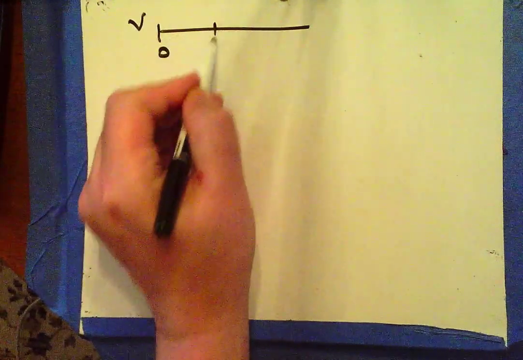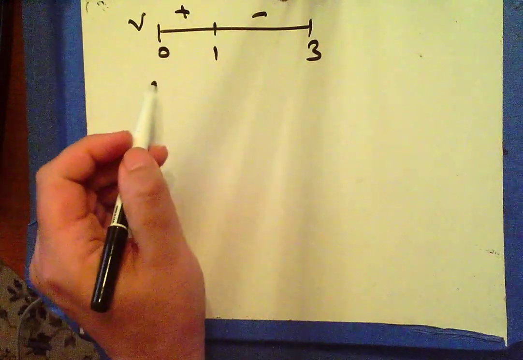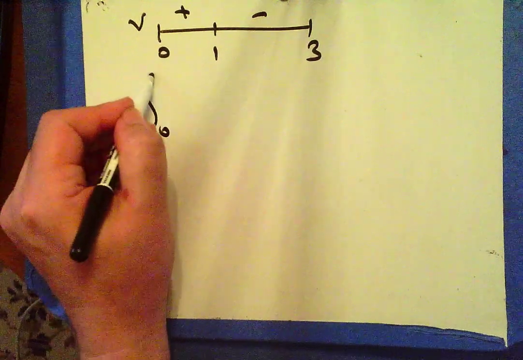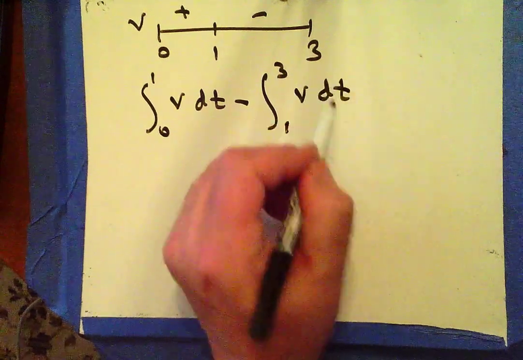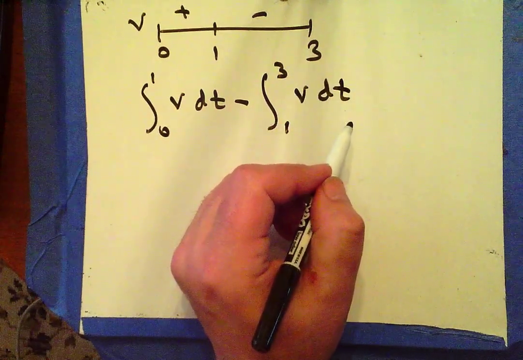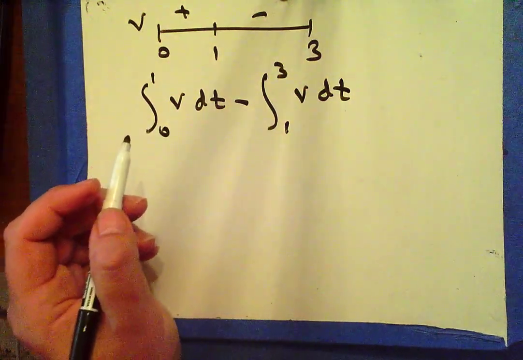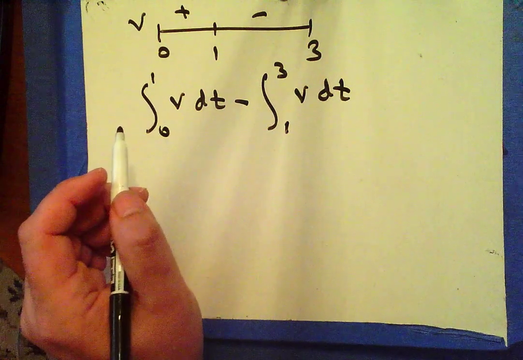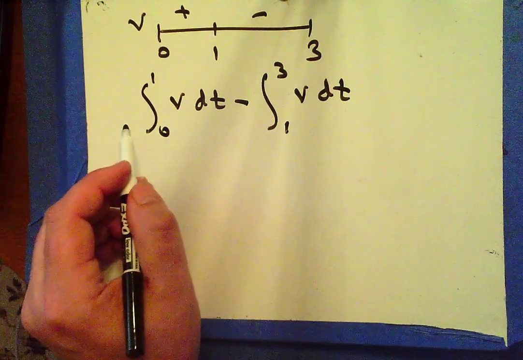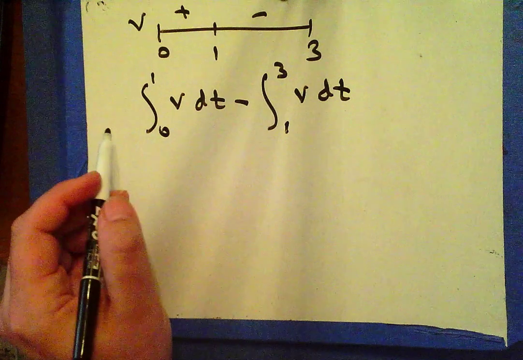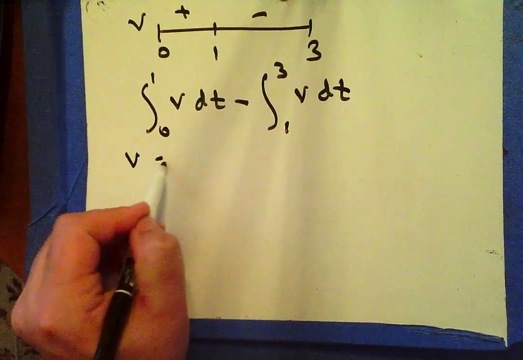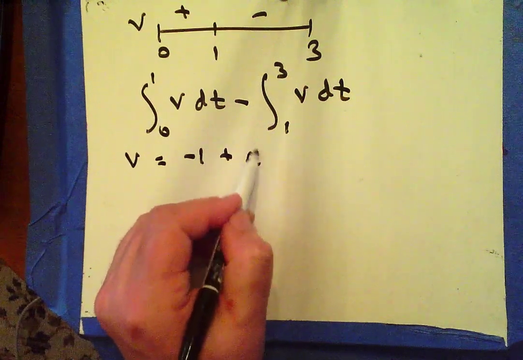What about 3D? Find the total distance traveled on 0 to 3. Well, we already identified that we had this positive and negativeness here, and so total distance will be the integral from 0 to 1 of v minus the integral from 1 to 3 of v. Okay, so I need to integrate v. Oh, that's going to be a pain in the butt, isn't it? Okay, so I've got v equals negative 1 plus e to the 1 minus t.